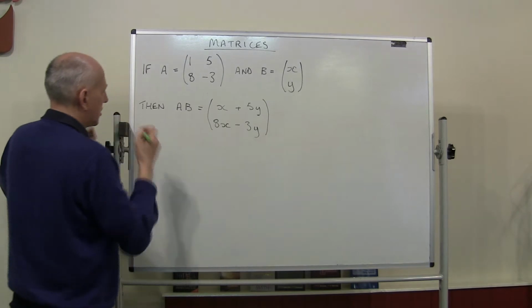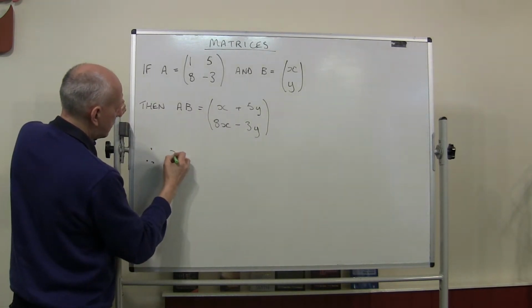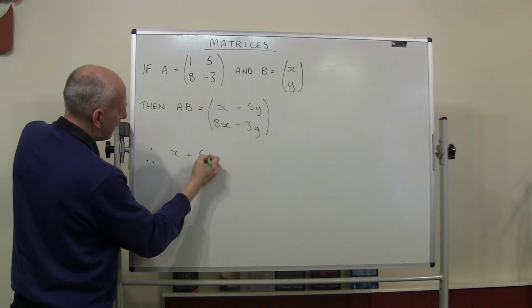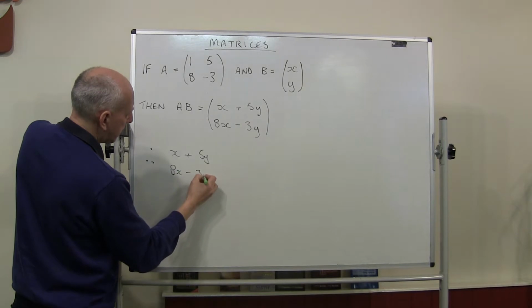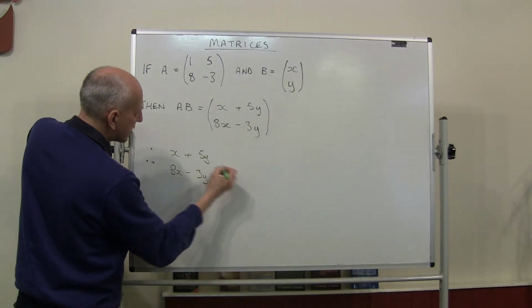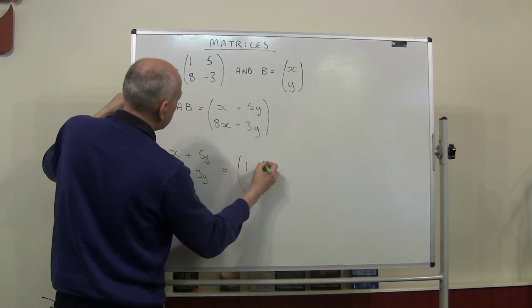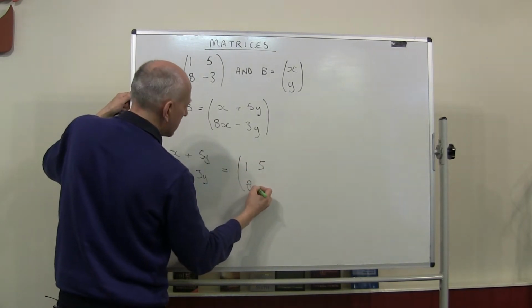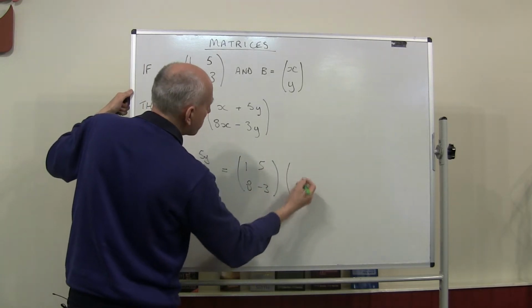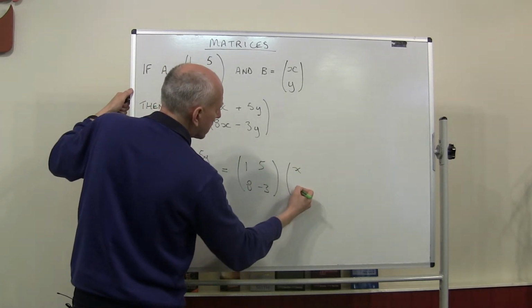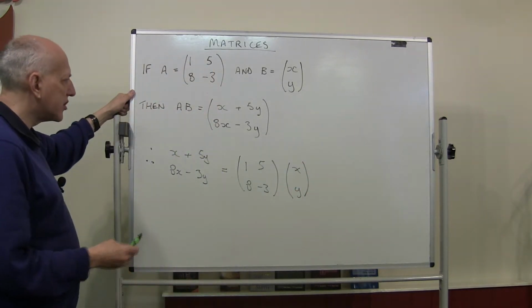Therefore, if I've got this, x plus 5y, 8x minus 3y, that's going to be identical to this: 1, 5, 8, minus 3 times that. Okay. So you can probably see where this is going.